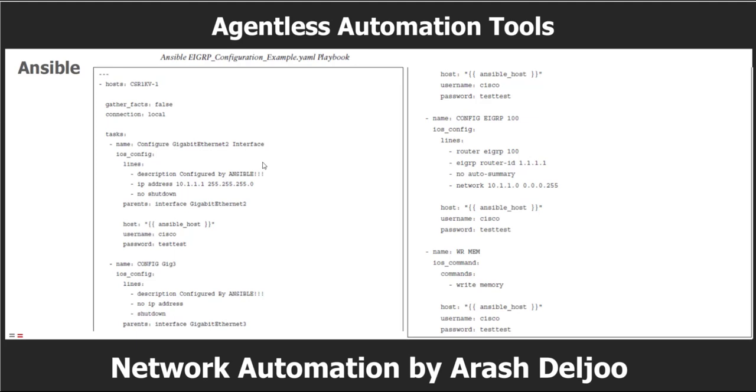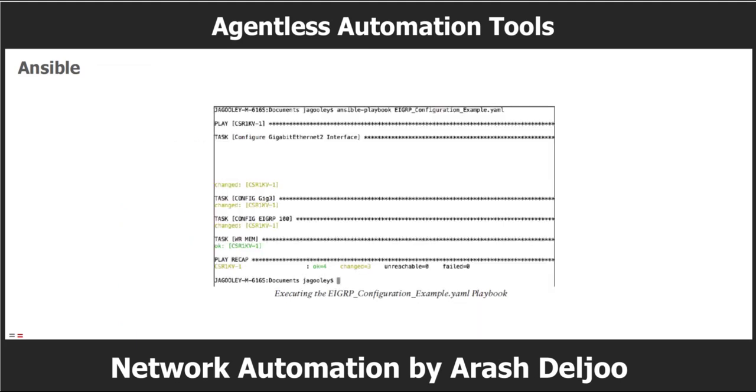First, on GigabitEthernet2, we have this configuration: description configured by Ansible, IP address 10.1.1.1, and the subnet mask is 255.255.255.0, and also no shutdown. On GigabitEthernet3, description configured by Ansible, no IP address, and also the no shutdown command. Also, about the global configuration, we have router eigrp 100, this is the global configuration, eigrp router-id 1.1.1.1, and no auto-summary, and then network 10.1.1.0 0.0.0.255. Okay, about the save configuration, here we have the write memory command.